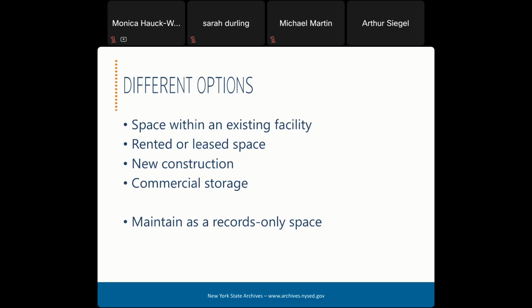There's also new construction. This is probably the most expensive option and the most difficult to manage. It also requires putting off proper storage until the construction is complete.